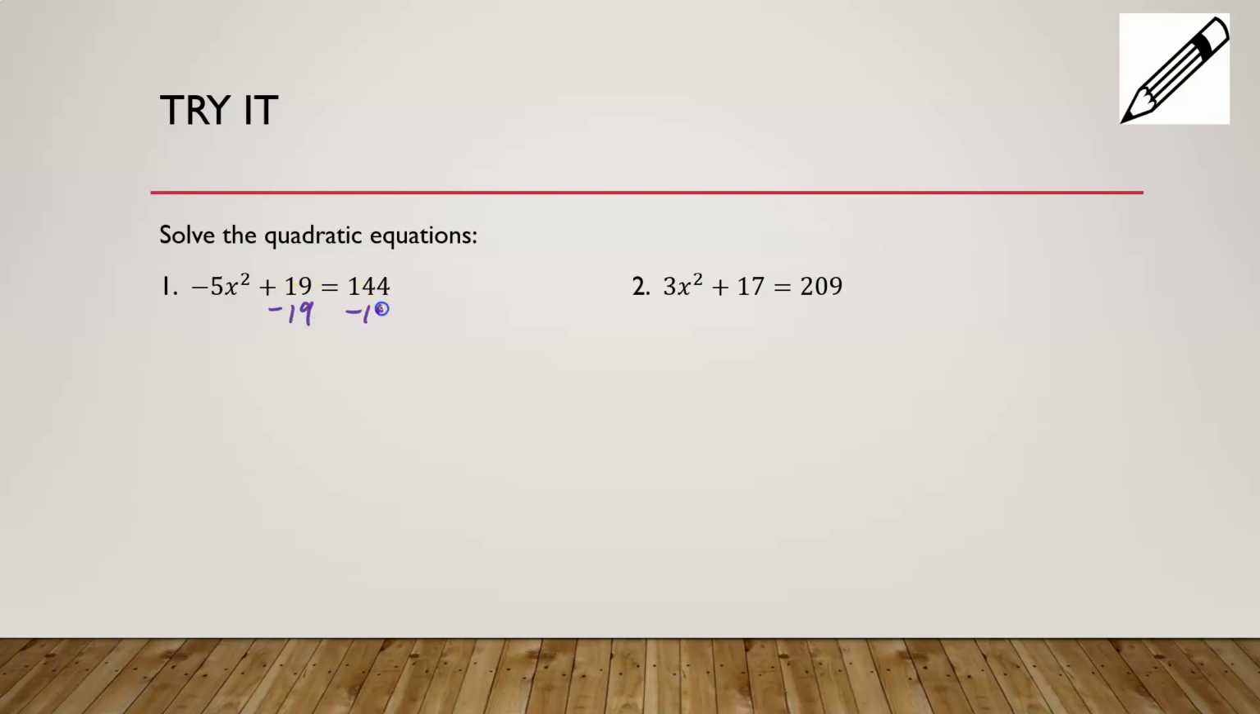First one here, you should have subtracted 19 from both sides. I got negative 5x squared equals positive 125. But then I divided by a negative 5. I got x squared equals negative 25.